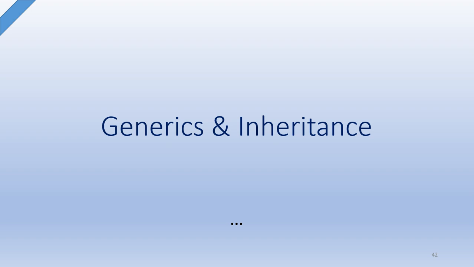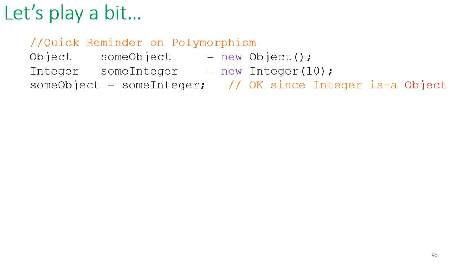The next topic we're going to cover is the interplay between generics and inheritance. So we're going to start with a quick reminder on polymorphism. Let's take an example.